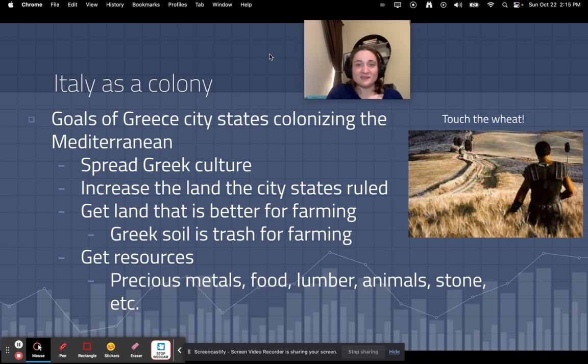So when Italy was a colony of Greece, the real big goal of the Greek city states was to colonize the Mediterranean. This was because they wanted to spread Greek culture. They wanted to increase the land that the city states ruled, also get land that is better for farming, and get resources such as precious metals, food, lumber, animals, stones, all that good stuff.